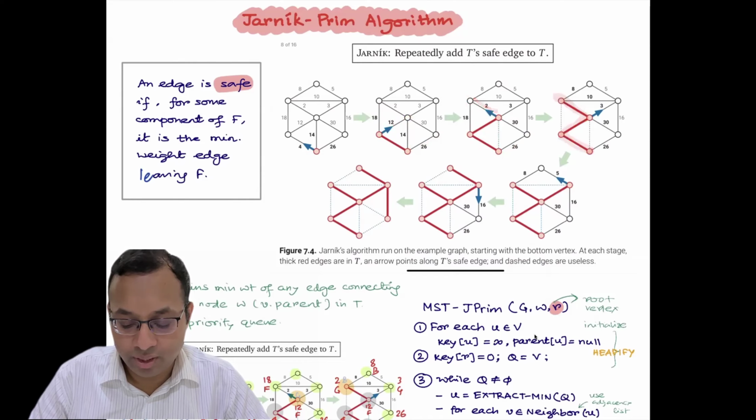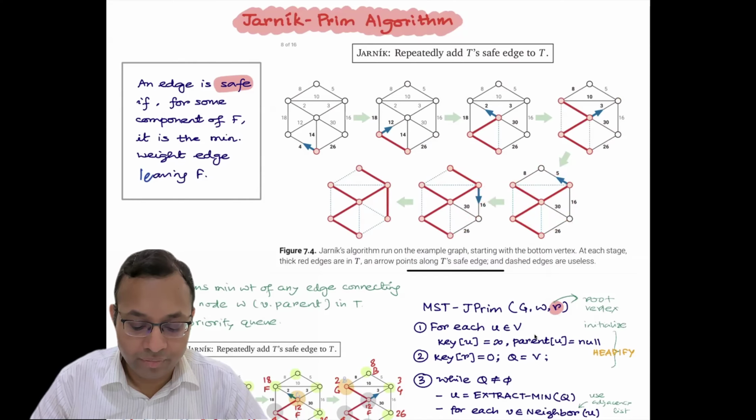And then next we find 8, 10, 3, 30, 26 are leaving. And out of them, 3 is the cheapest. So we'll add 3 here. So this graph becomes this. And then again, among all the edges leaving this component, we find 8, 5, 16, 26, and 30. The cheapest one is 5. So we add 5. And finally, we find 16 is the cheapest among the edges leaving here. So we add 16, and this becomes the final tree.